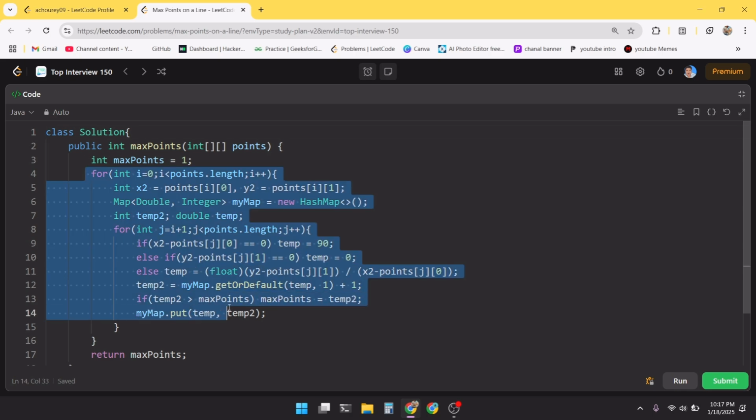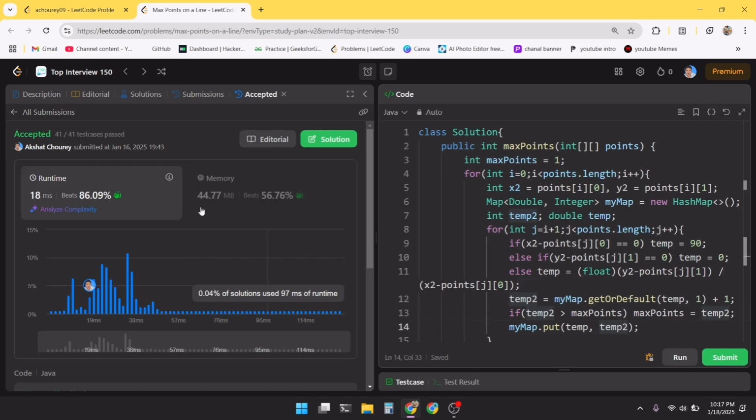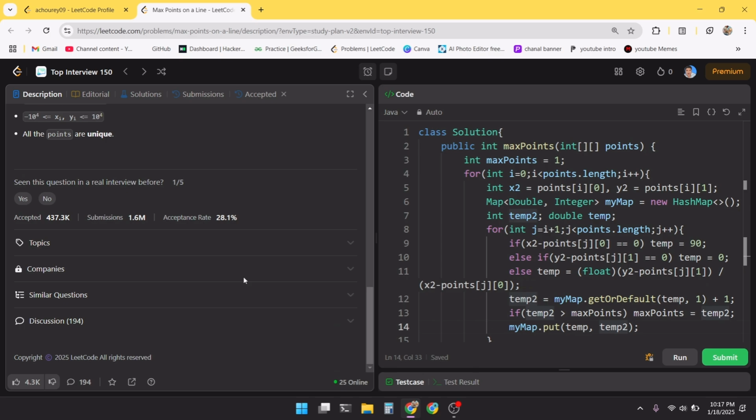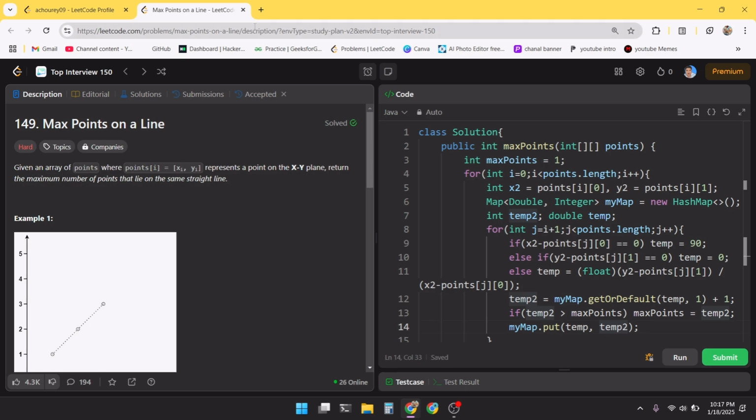This is a simple logic with a double for loop. I initially thought this double for loop was not going to work out, but the input is small, so I guess it works. So this is the simple question. And see this acceptance ratio: only 28.1% of people doing this question are actually able to submit it. So I'm satisfied with the answer.